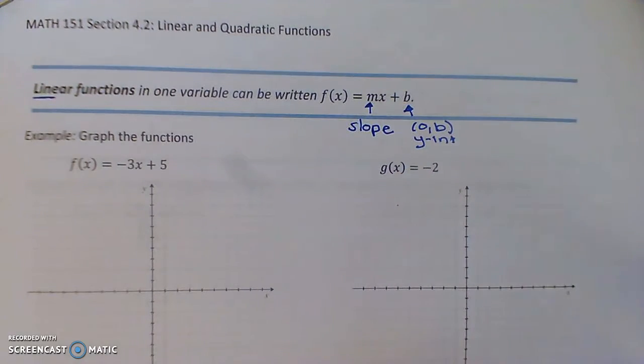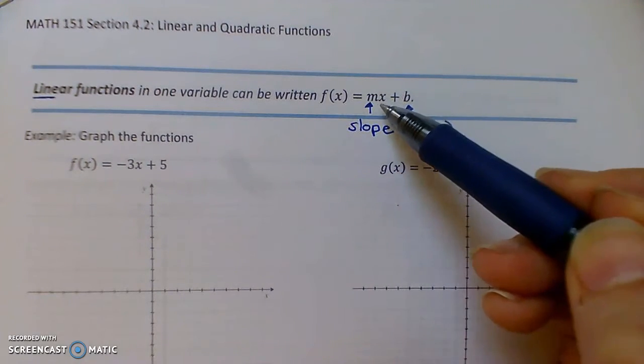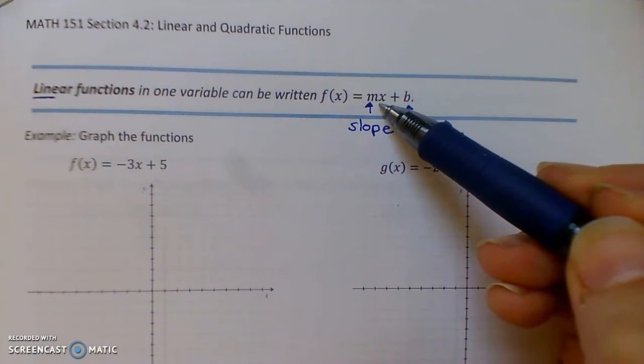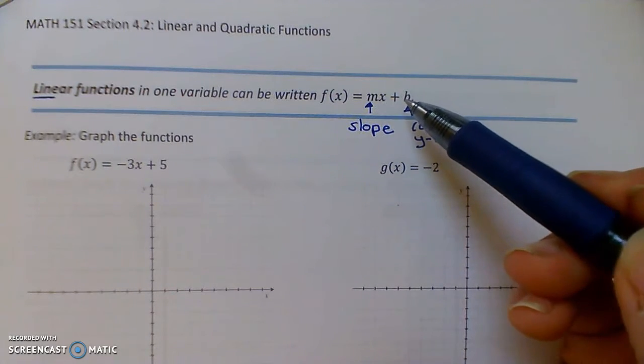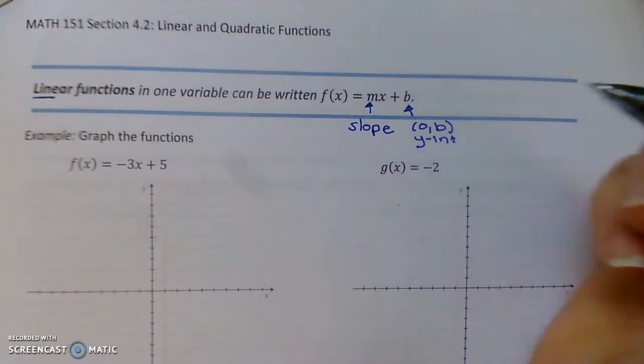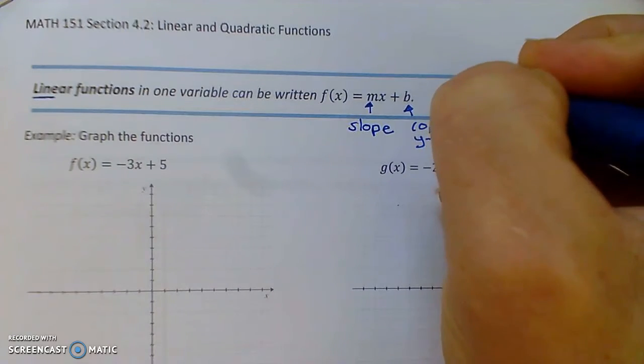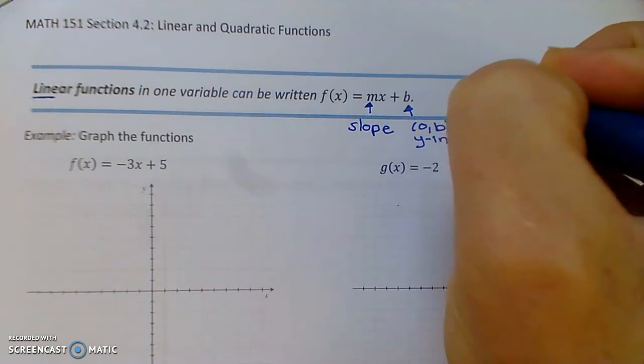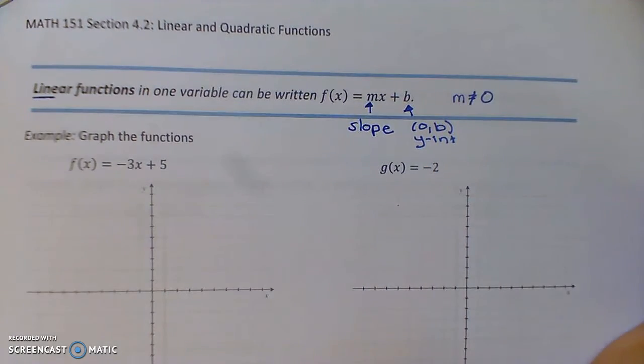Okay. And some caveats here. Well, we kind of have to say that m is not 0, otherwise it's not a linear function. It's like a degree 0 function. So let's say that m is not equal to 0.